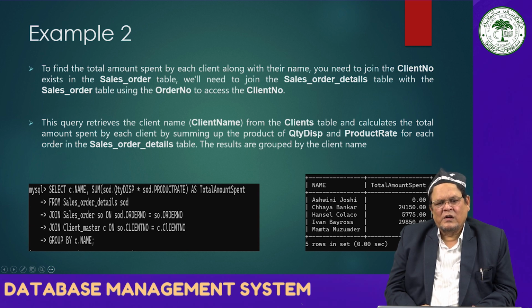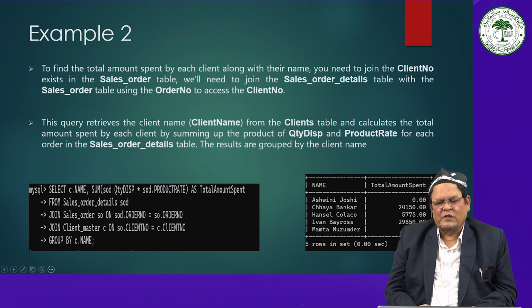The result will be like that. You can see Ashwani Joshi, 0; Chaya Bankar, 24,150; Hazel Kolla, 57,700; Evan Brass, 29,850; and Mamta Majumdar, 0. That is the total amount spent.